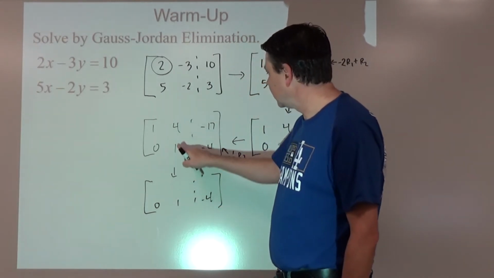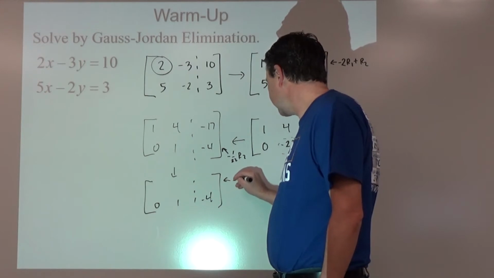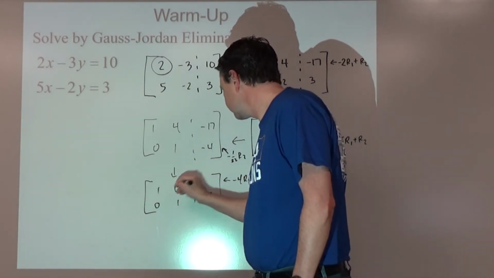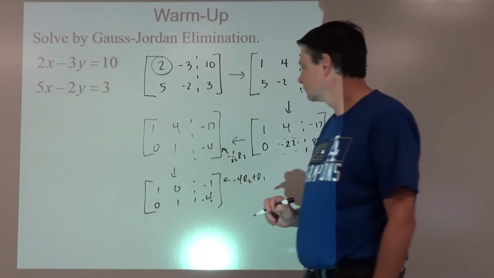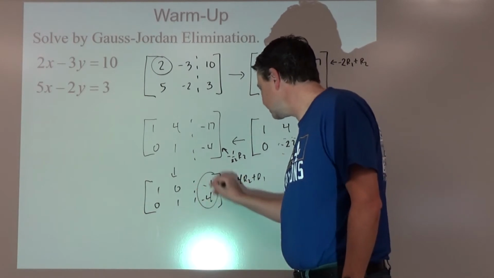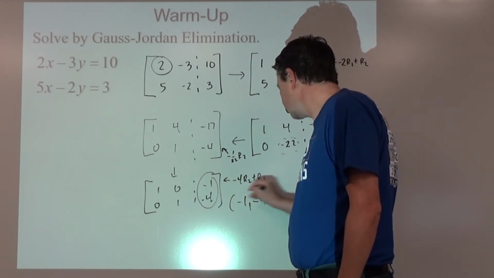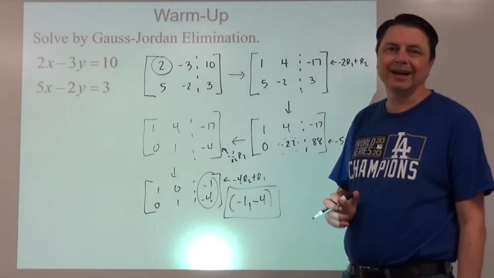We're going to multiply by -4 and add. So -4 times row 2 plus row 1. So our solutions: x is -1 and y is -4.